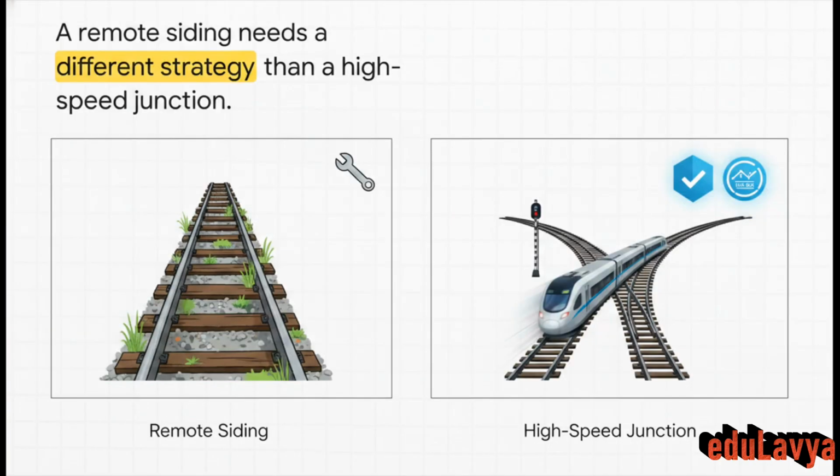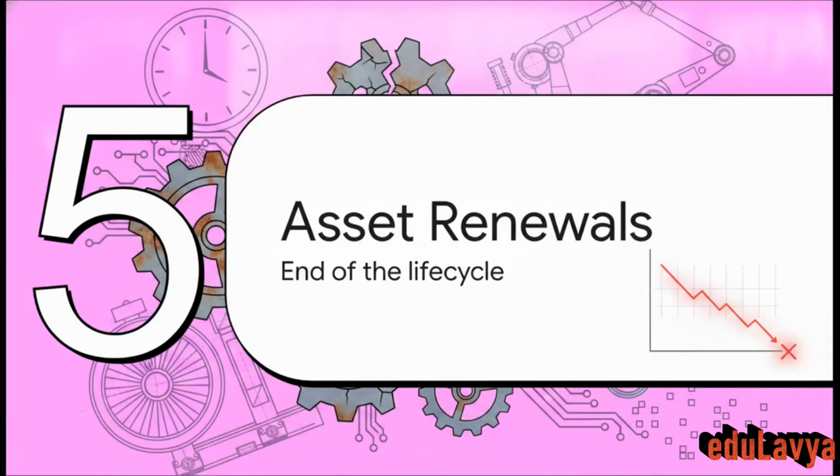In practice, this makes a ton of sense. It means a set of points located in a remote, low-traffic setting simply doesn't need the exact same rigorous, expensive maintenance schedule as the exact same machine located on a highly critical, high-speed junction. The consequences of a failure at those two spots are vastly different, so you intelligently focus the maintenance effort where it literally matters most. And finally, Section 5, Asset Renewals, getting ready for the end of the life cycle.